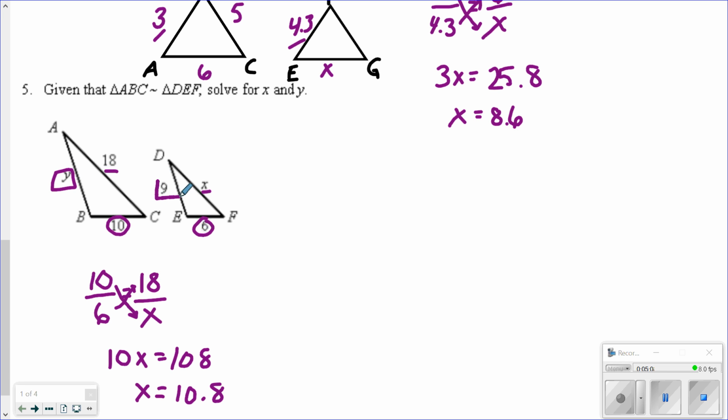That corresponds with 9. So I'm going to use my first fraction here again to find y. So 10 over 6 is equal to, now y has to be in the numerator this time because that is with this triangle. So y over 9, cross multiply, 6y is equal to 90. So that is 10 times 9. Divide by 6, y is equal to 15.